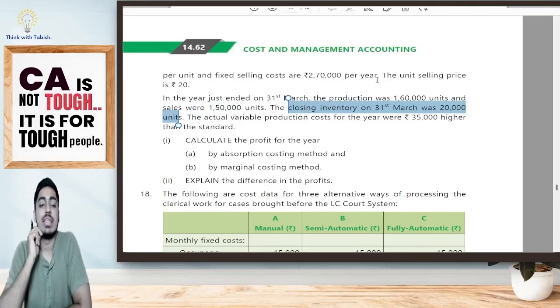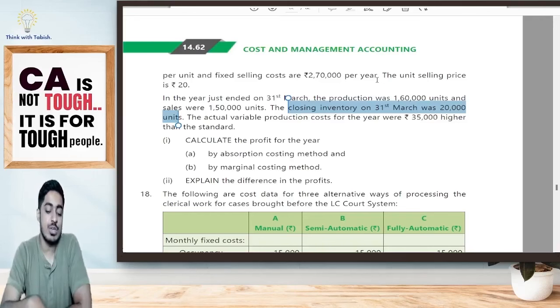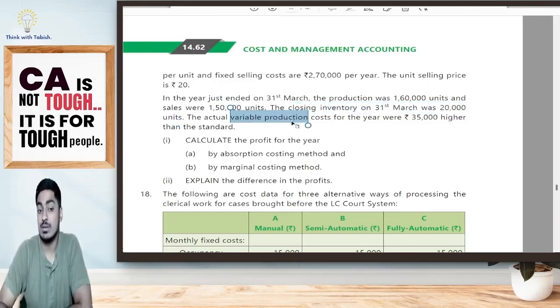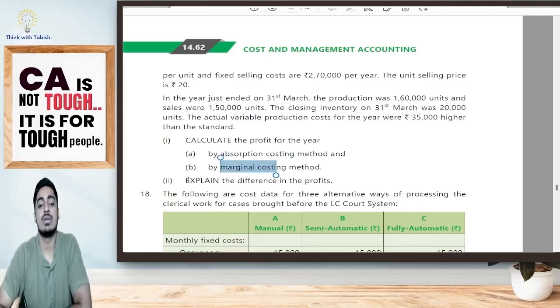Again, they are telling my actual variable production cost is 35,000 higher than my standard. What data is given for me? All my cost, 11 per unit, is my standard cost. Actually, my production cost is higher by 35,000 rupees. It is my variable production cost. Calculate profit as per absorption and marginal costing, explain the difference, and do the reconciliation.